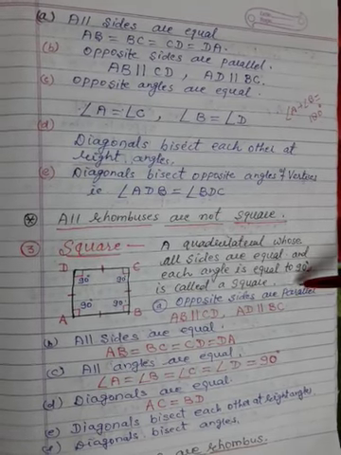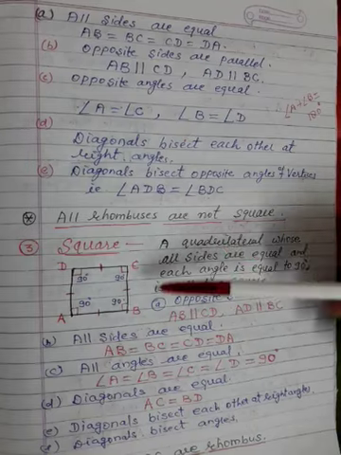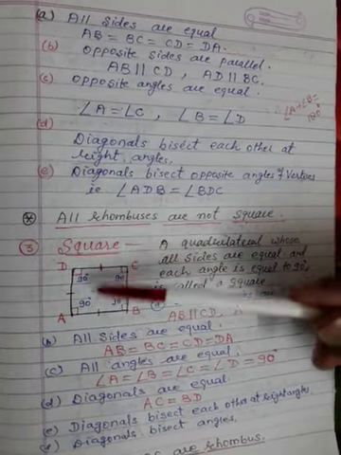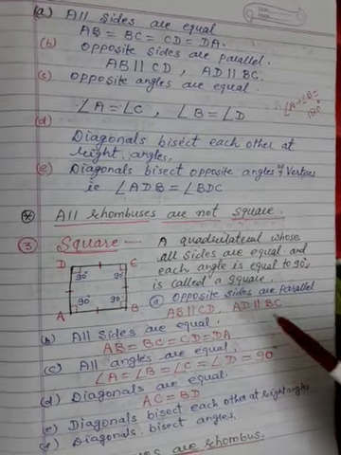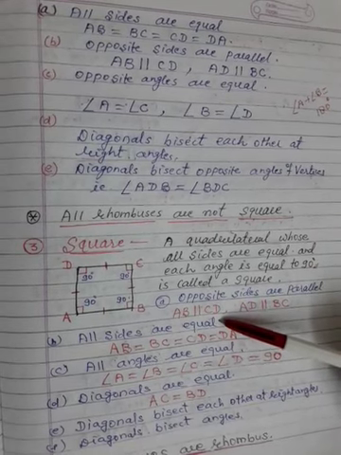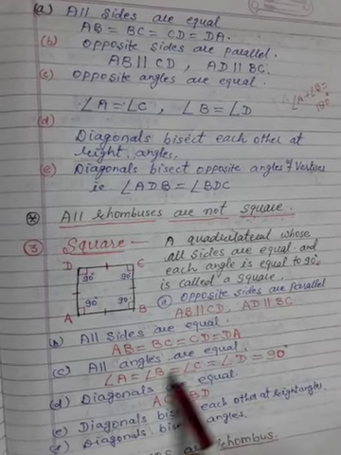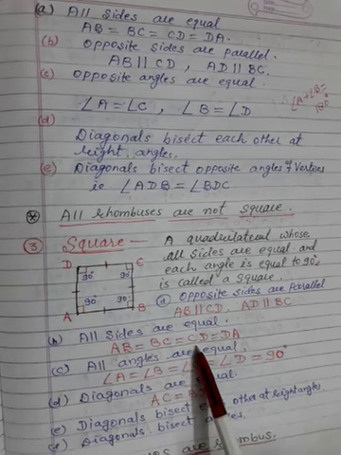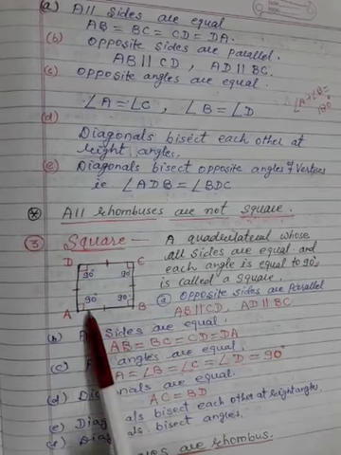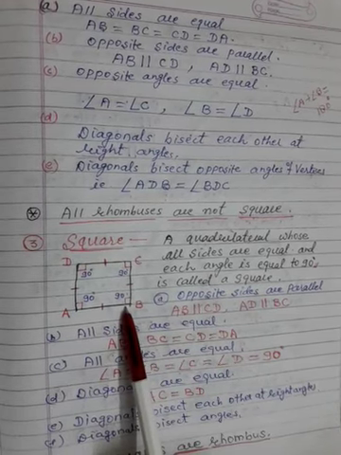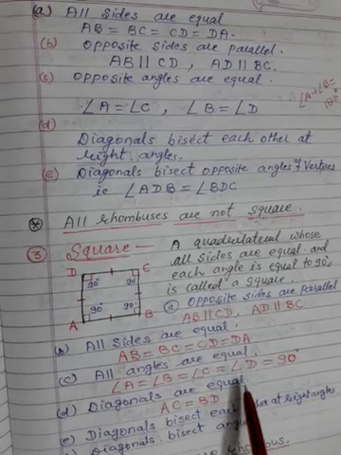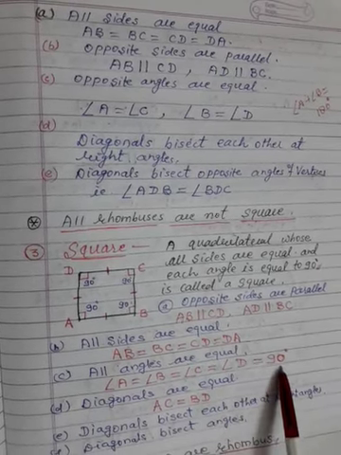Opposite sides are parallel, meaning AB is parallel to CD and BC is parallel to AD. All sides are equal in measure, meaning AB is equal to BC is equal to CD is equal to DA. All angles are 90 degrees, meaning right angles. Angle A is equal to angle B is equal to angle C is equal to angle D, each equal to 90 degrees.